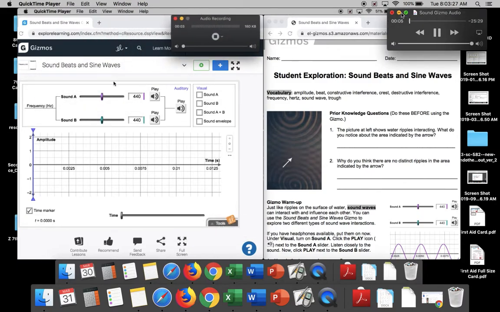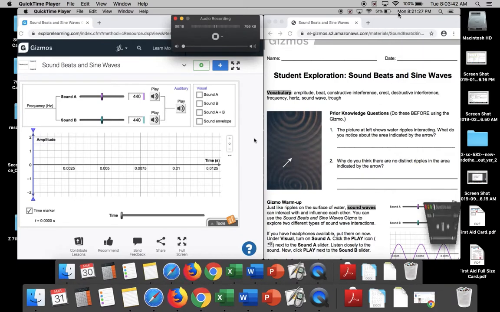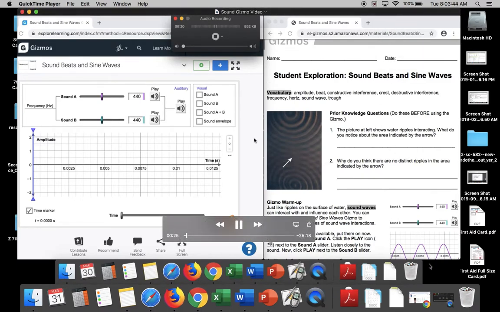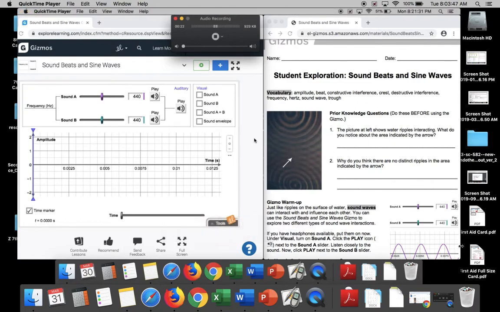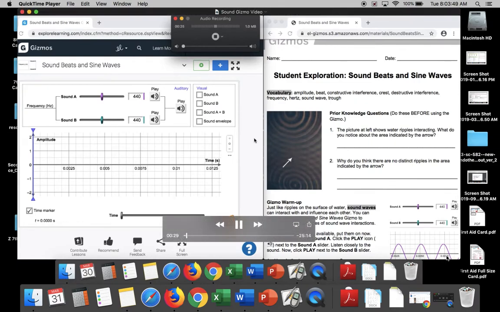Alright, we're going to look at the Gizmo for sound beats. And again, this is something that's kind of optional for you to do. It's if you get done with your ringtone project and you're wanting more to do, this is one of those options. And so I'm going to walk you through how to do the Gizmo. Most of you have done Gizmos before, and so you know how they work. But I'm going to go over some of the questions and try to help gear you towards your answer.